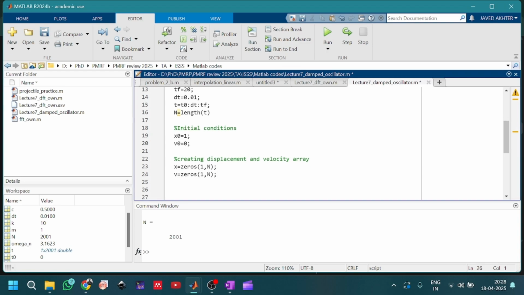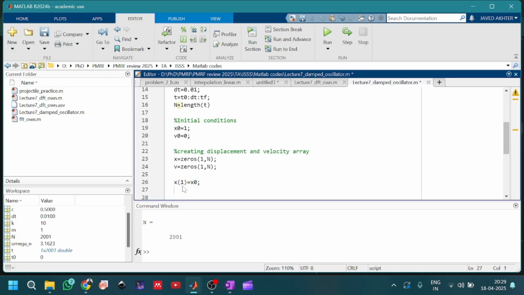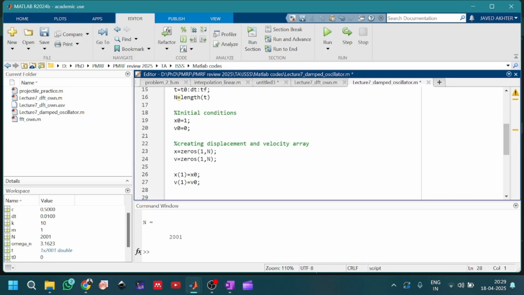Now we want to store the initial conditions. So what do we have to do? The first element of x should be x0. So here we are storing it, and the first element of v should be v0. So here we are storing the initial condition for velocity.